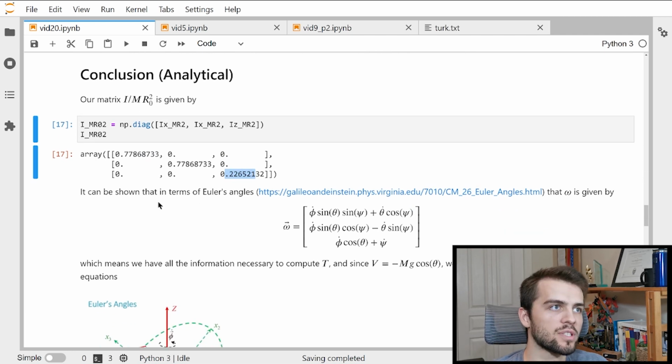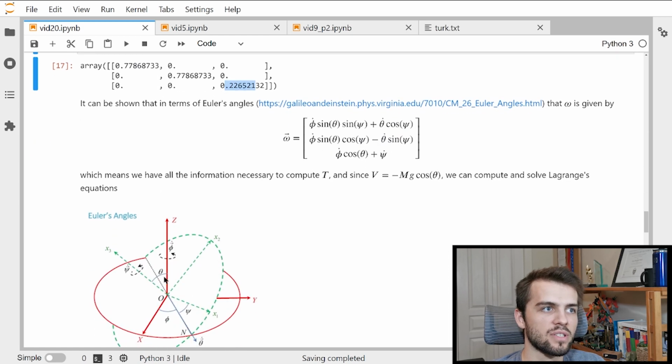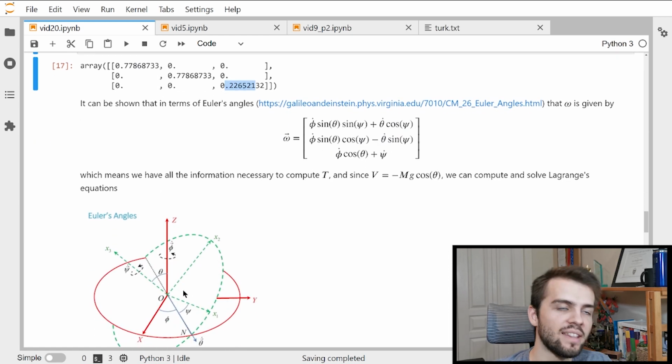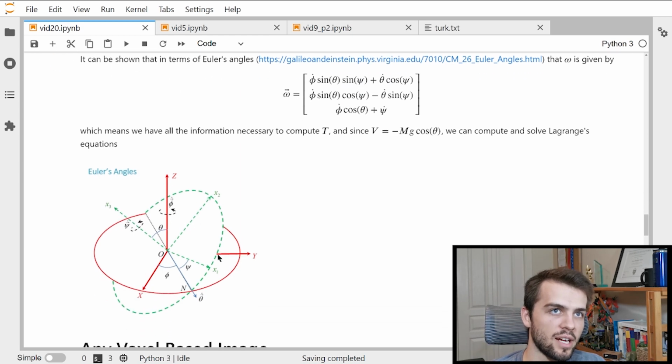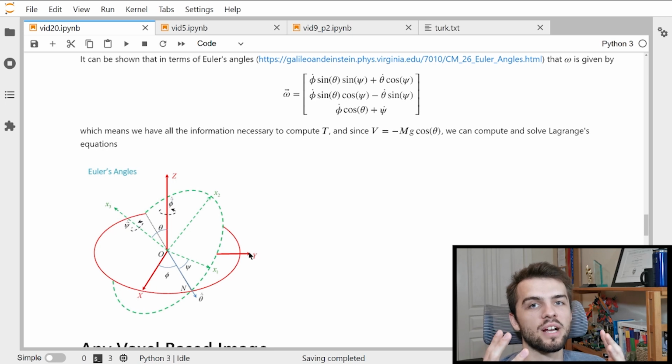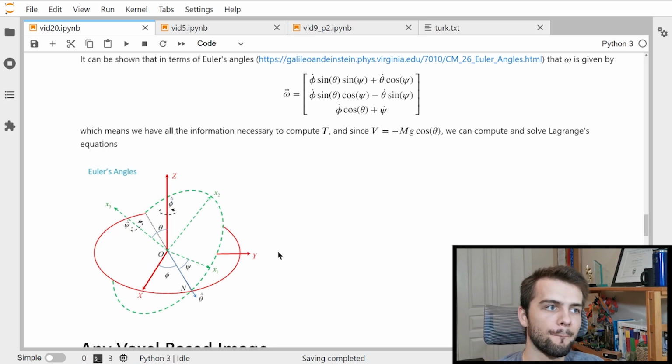So in the next video, of course, I'll show that the angular momentum vector is equal to this, and there are some vectors given by this diagram, and then you can solve for Lagrange's equations with phi, theta, and psi here, which are given by this diagram. But that's for the next video. And now I want to get into taking any arbitrary 3D object and solving for it that way.